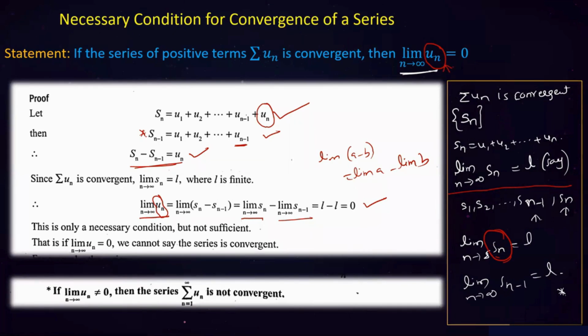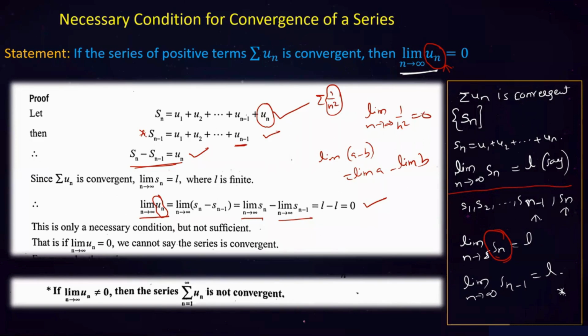See, for example, if you have a series like summation 1 by n square, then Un is directly 1 by n square. So if you take limit n tends to infinity 1 by n square, it will be 0, right? But one point you need to understand here: when the series is convergent, the limit is 0. But if the limit is 0, the series may not be convergent. I'll show you an example. This is only a necessary condition. When the series is convergent, the limit will be 0. But if the limit is 0, we cannot say anything about the convergence of the series, right?